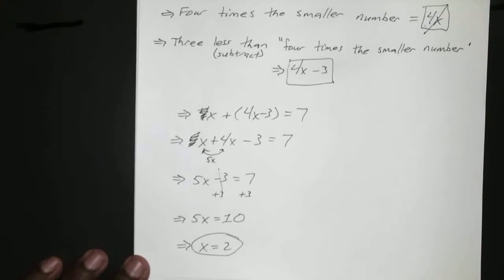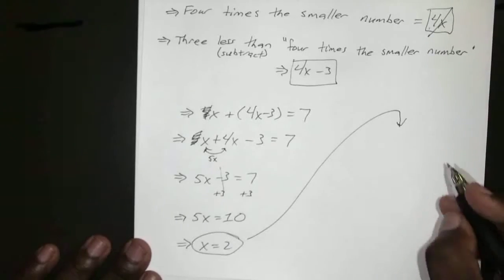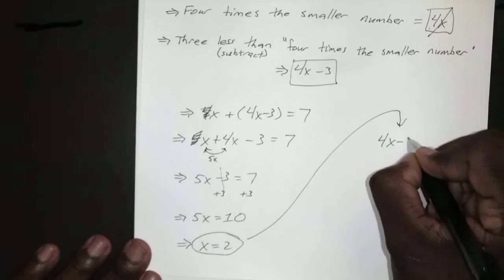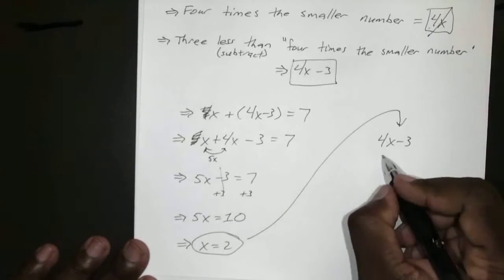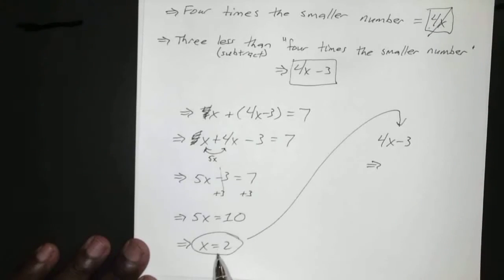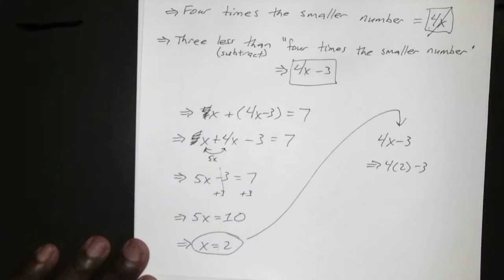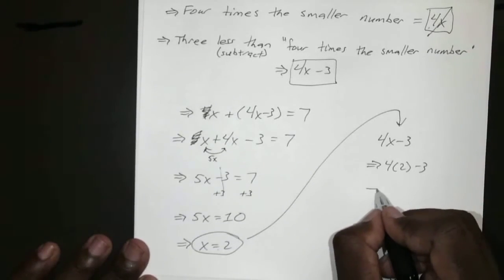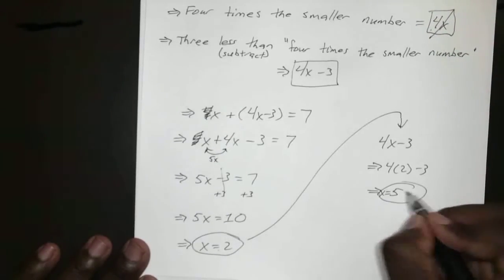But remember, you have to find both numbers. So you don't want to stop right there. You also have 4x minus 3 that you have to find. Okay, we know x is equal to 2, so 4 times 2 minus 3, which gives us 5.